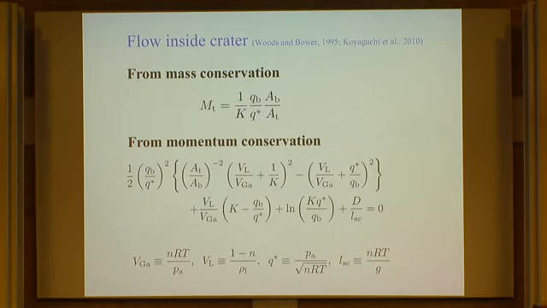From mass conservation, we get a relationship like this. And from momentum conservation, we get a bit busier relationship like this. Here Vg is the gas volume, large VL is the volume of the liquid part, Q star is the mass flow rate of the standard state, and LSC is a kind of scale height of the compressible magma-gas mixture.